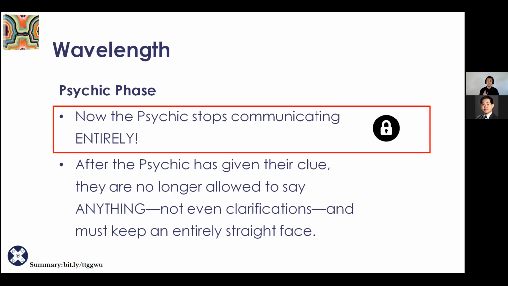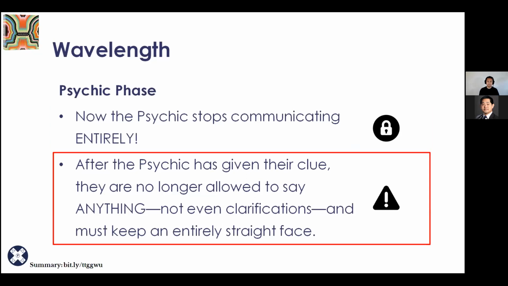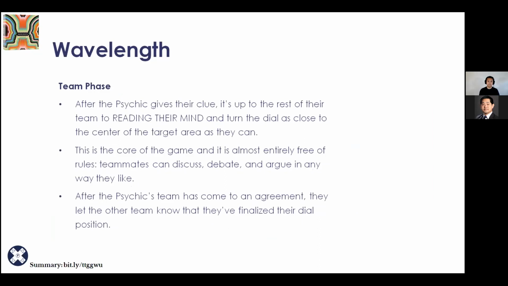After the psychic gives the clue, they stop communicating entirely. They're no longer allowed to say anything, do anything, or give any other clues. Very similar to Codenames. You can't even give clarifications, and I want to really point that out. This is such a subjectively interpretative game that clarifications can actually ruin it. So you want to keep as straight a face as possible whenever you're the psychic.